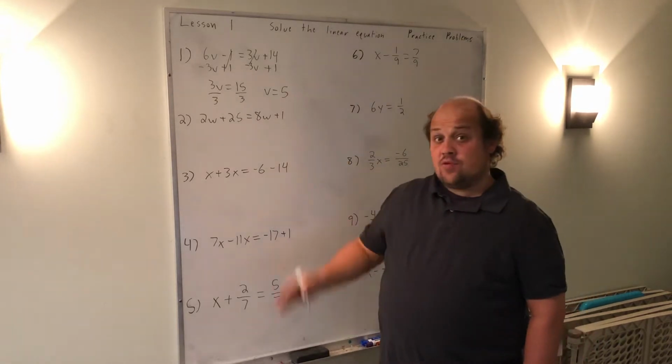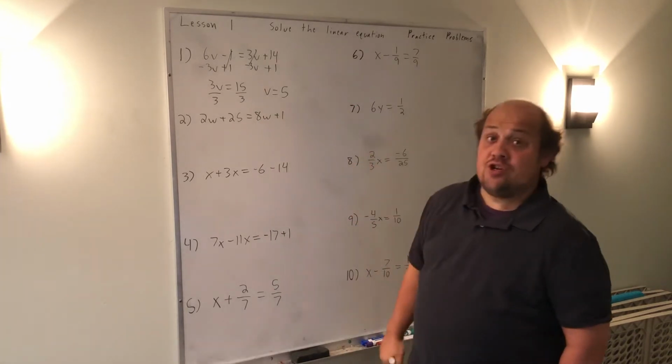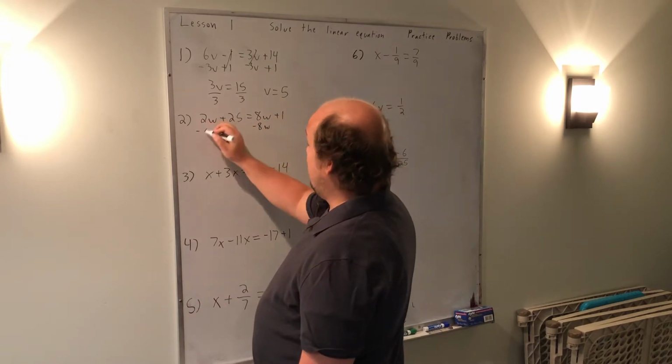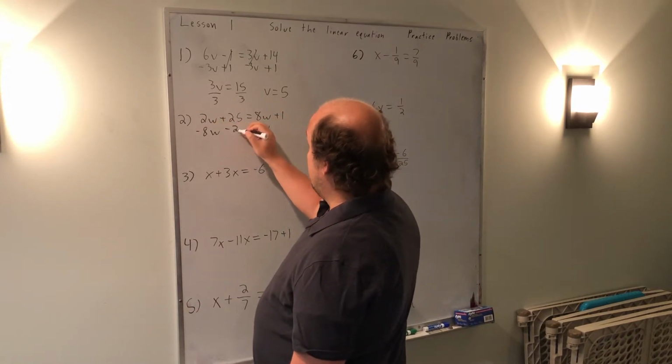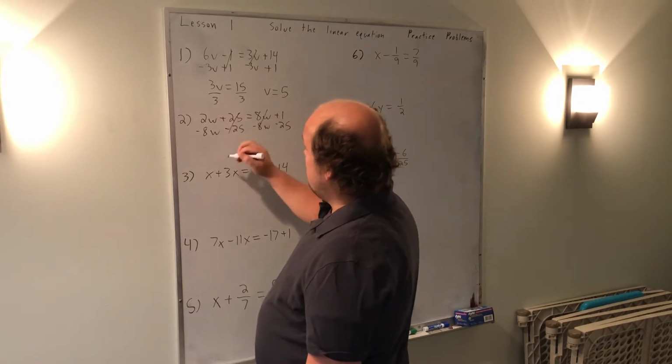Problem 2, same general idea. Last time I didn't do it the negative way. I decided to take the letters to the right. This time I'm going to show you what happens if we go negative. So I'm going to move this 8w over here. I'm going to move this 25 over here. These go away. These go away.